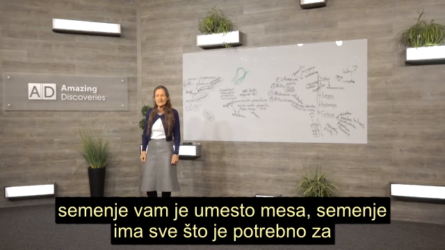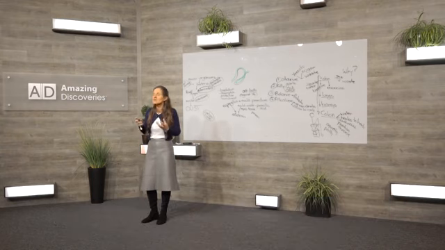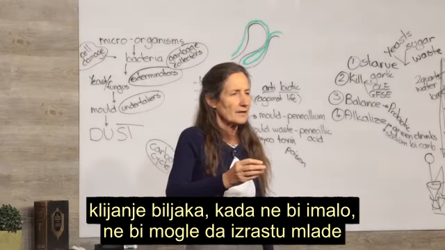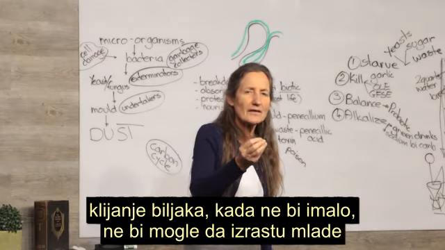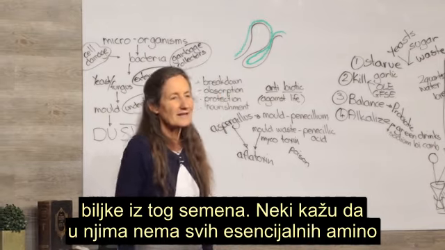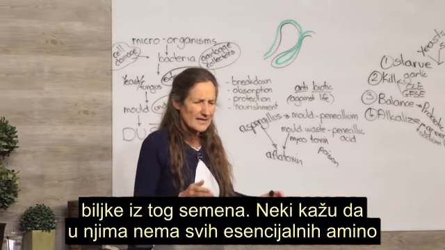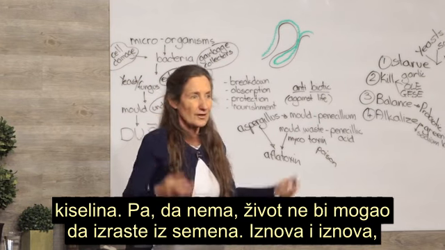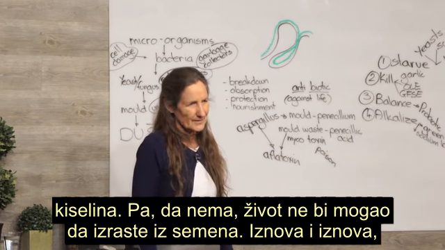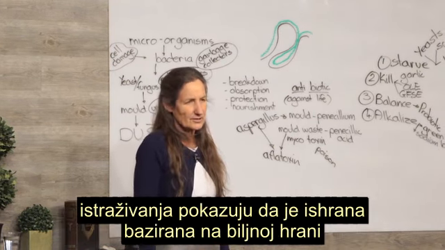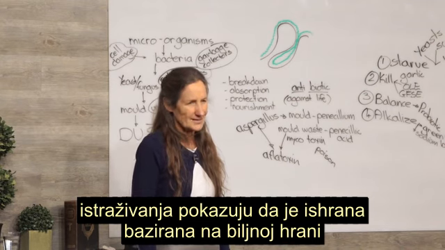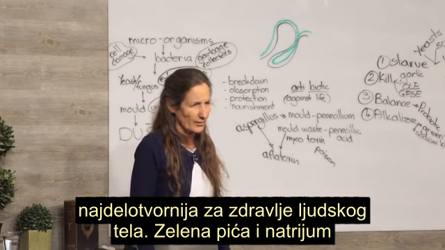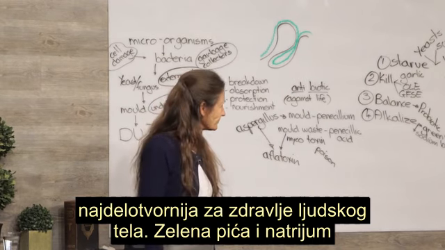You see, the seed has everything that is needed for the germination of a plant. If it didn't, then that little green leaf could not come out of that seed. Some say it doesn't have all the essential amino acids. Well, if it didn't, life could not come out of the seed. So again and again, the research is showing a plant-based diet is the diet that is the most conducive for health in the human body.